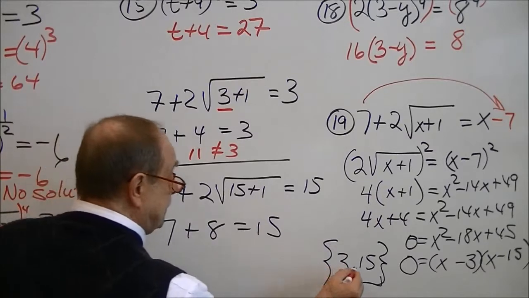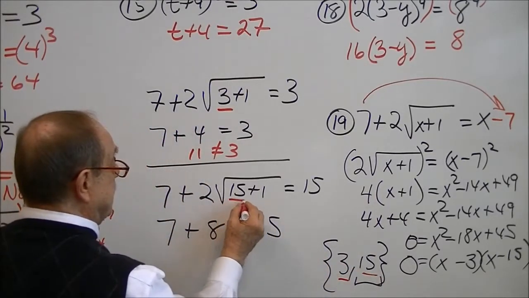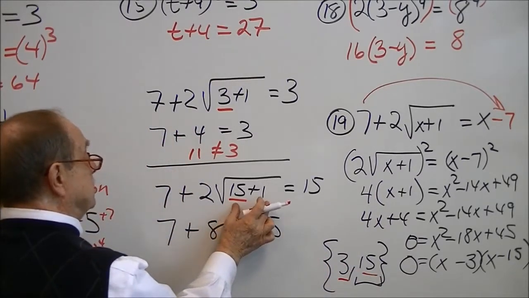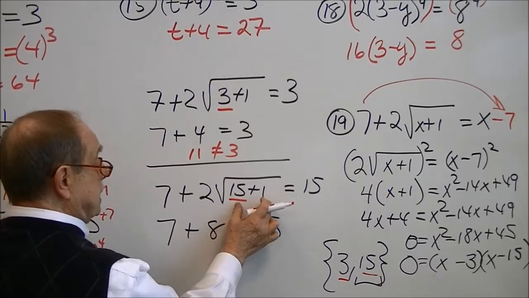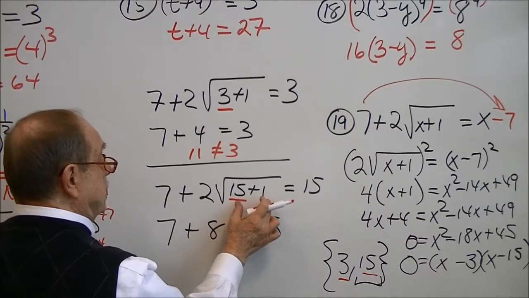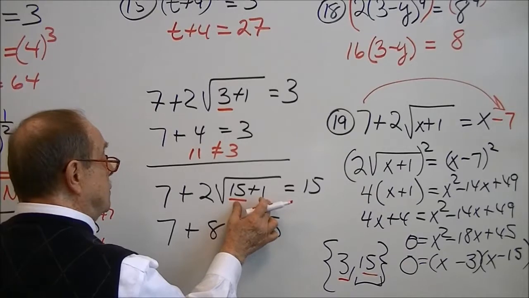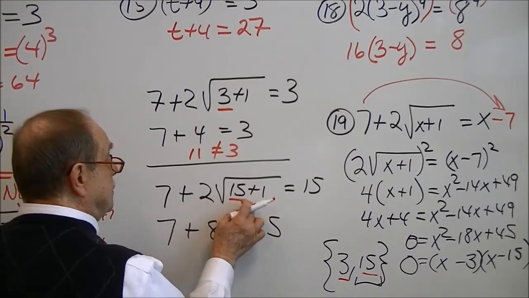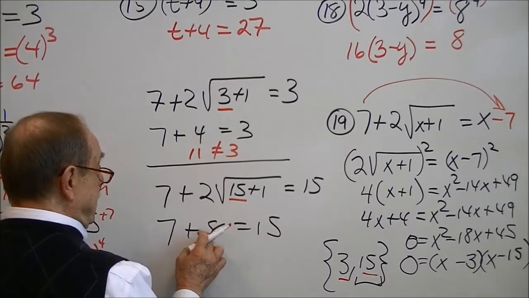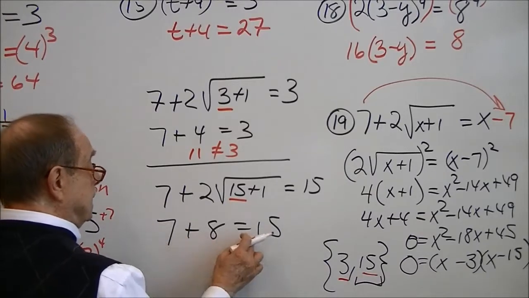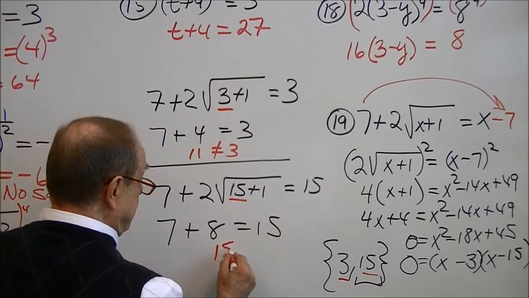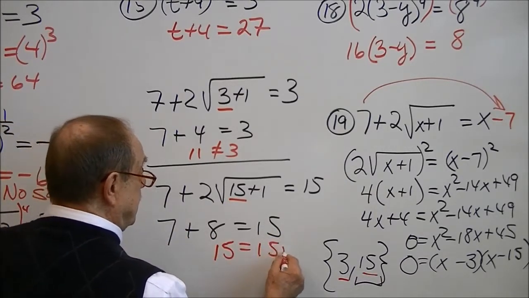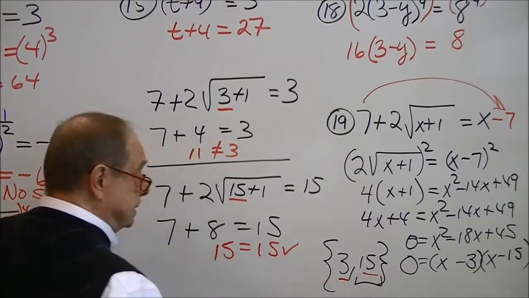And if I put the 15 in there, 15 plus 1 is 16. The square root of 16 is 4. 2 times 4 is 8. 7 plus 8 is 15. And this one checks. This one doesn't.